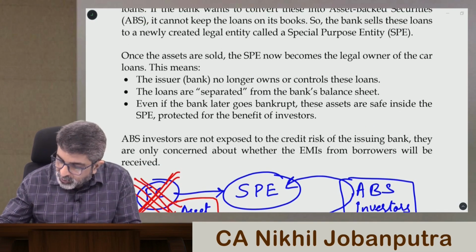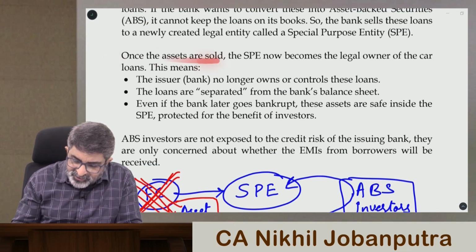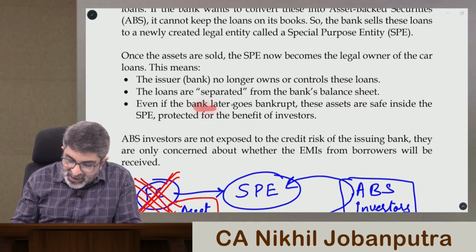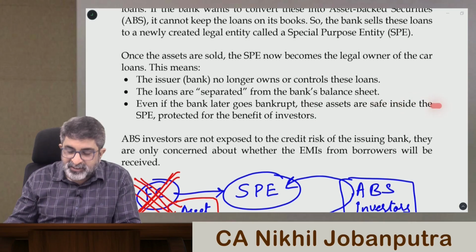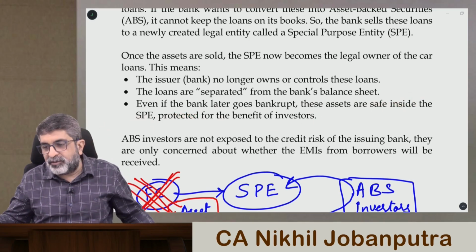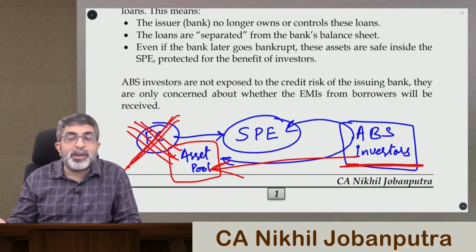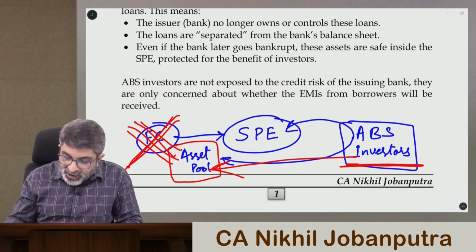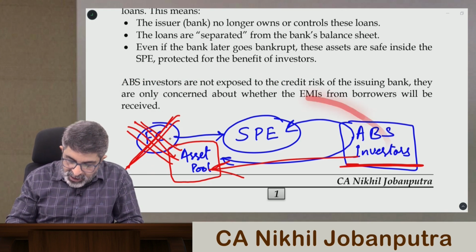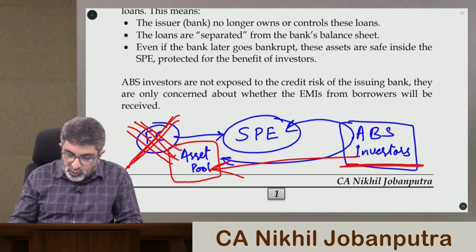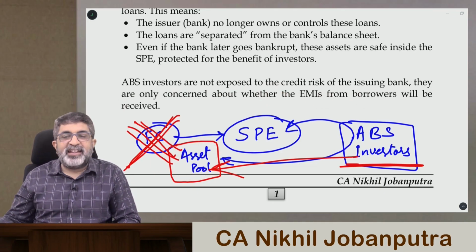That is what is explained over here in this paragraph. Once the assets are sold, the SPE becomes the legal owner of the car loans. This means the issuer or bank no longer owns or controls these loans. The loans are separated from the bank's balance sheet. Even if the bank later gets bankrupt, these assets are safe inside the SPE, protected for the benefit of the investors. So ABS investors are not exposed to the credit risk of the issuing bank. I am sure you understood this line now, that whatever be the credit risk of this finance company, ABS investors have no linkage with that. They are only concerned about whether EMIs from the borrowers will be received. They are mainly concerned with this asset pool.